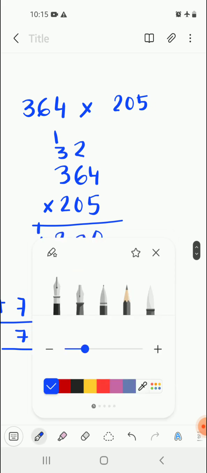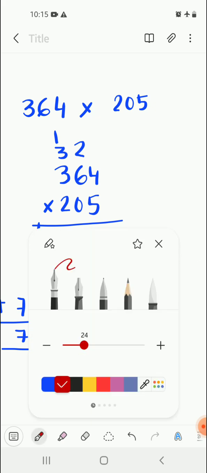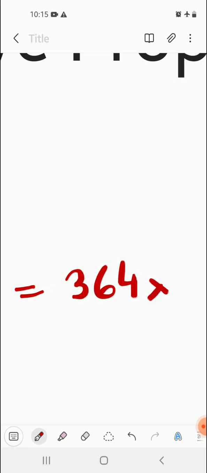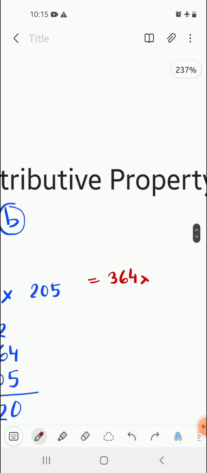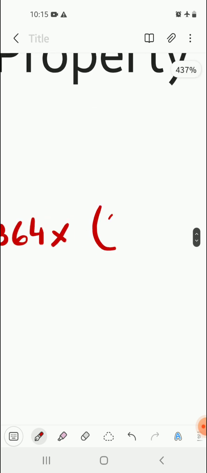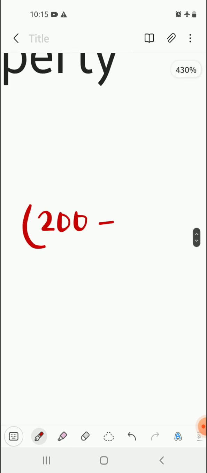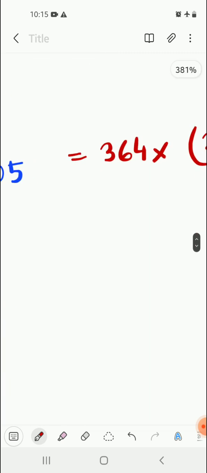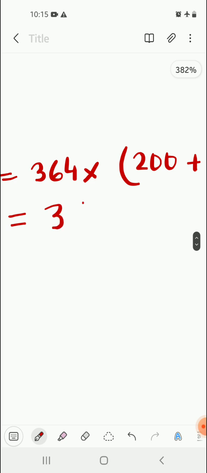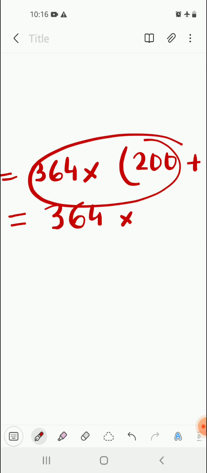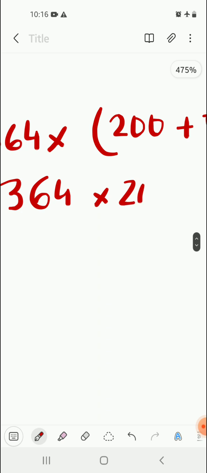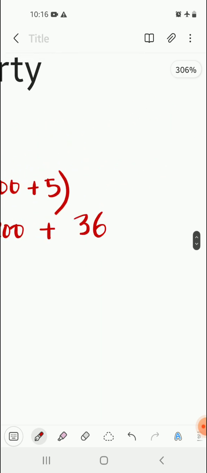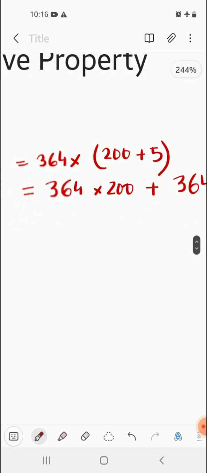There is another way we can do it using the distributive method. See, 364 into 205. We will break 205 and use its expanded form. That is, we will write 200 plus 5. Now, we multiply the numbers: first 364 into 200, and then multiply the next two numbers, that is 364 with 5. So this is the easier way to do it.